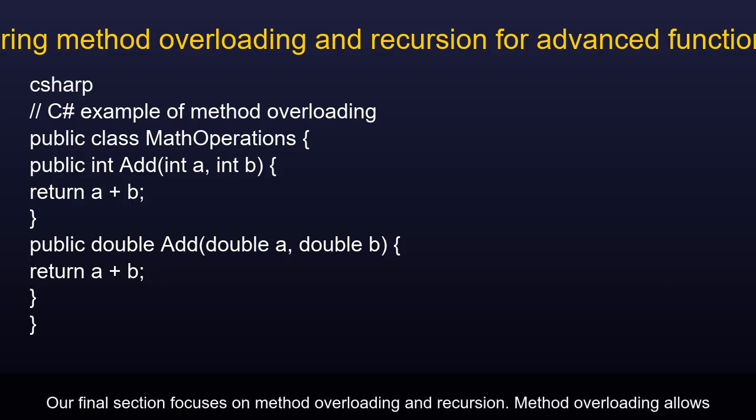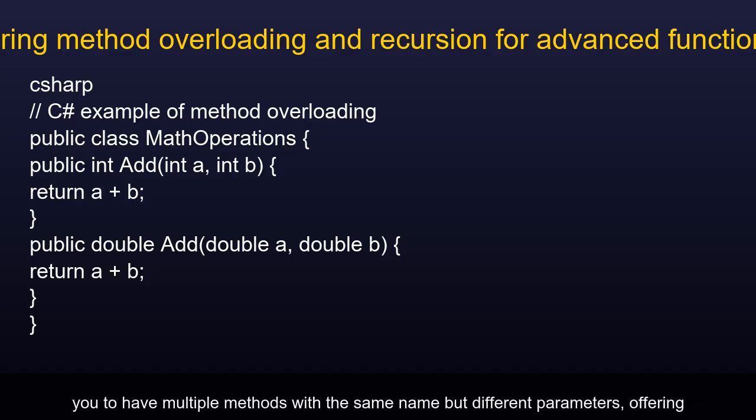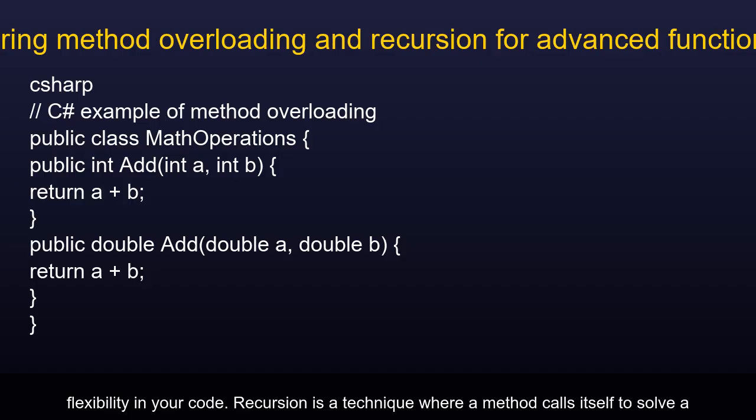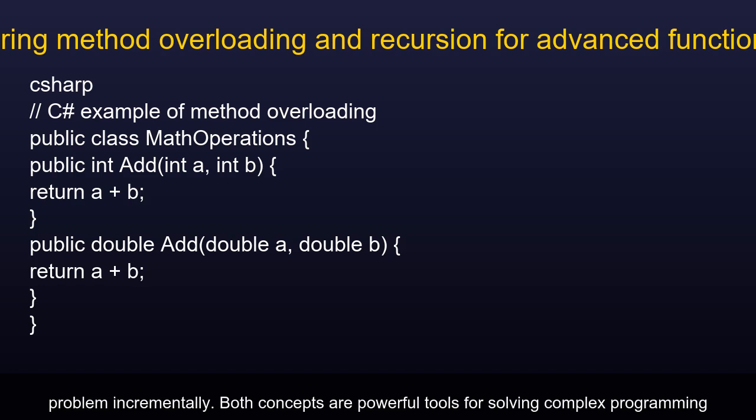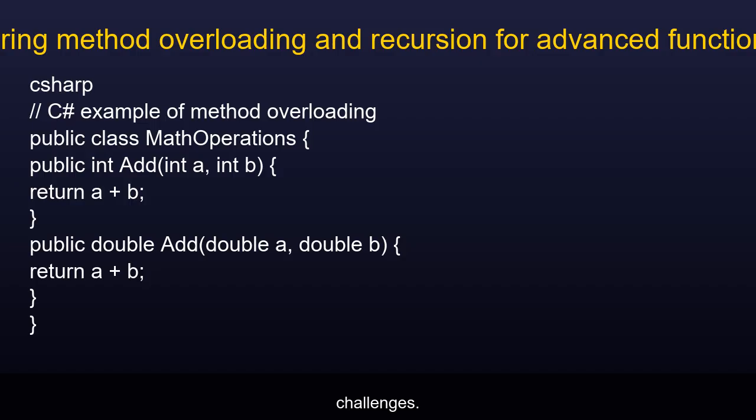Our final section focuses on method overloading and recursion. Method overloading allows you to have multiple methods with the same name but different parameters, offering flexibility in your code. Recursion is a technique where a method calls itself to solve a problem incrementally. Both concepts are powerful tools for solving complex programming challenges.